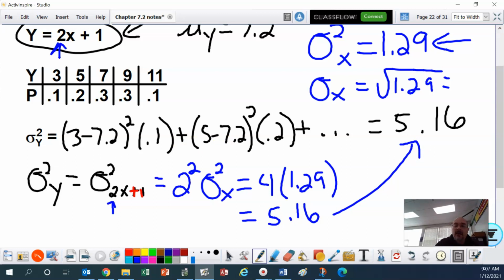Remember, adding or subtracting does not affect the variance, so this plus 1 meant nothing. But when you do the notation, you do need to leave it there like that. All right, let's keep rolling.